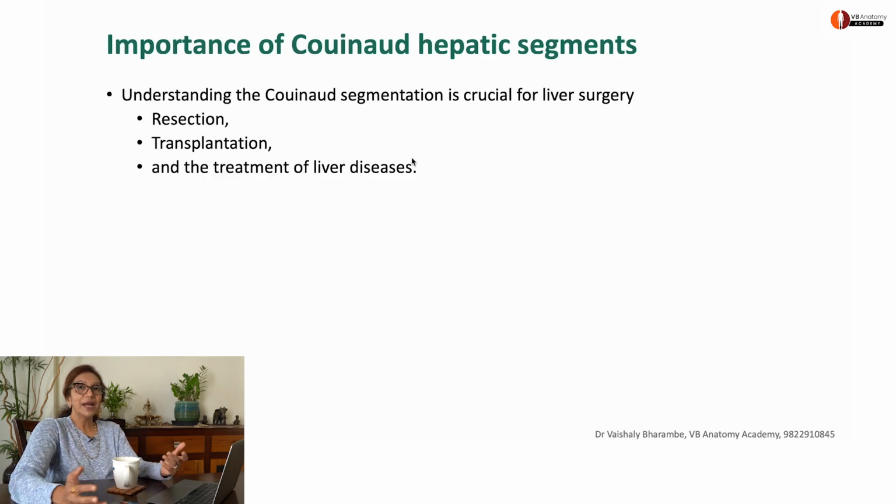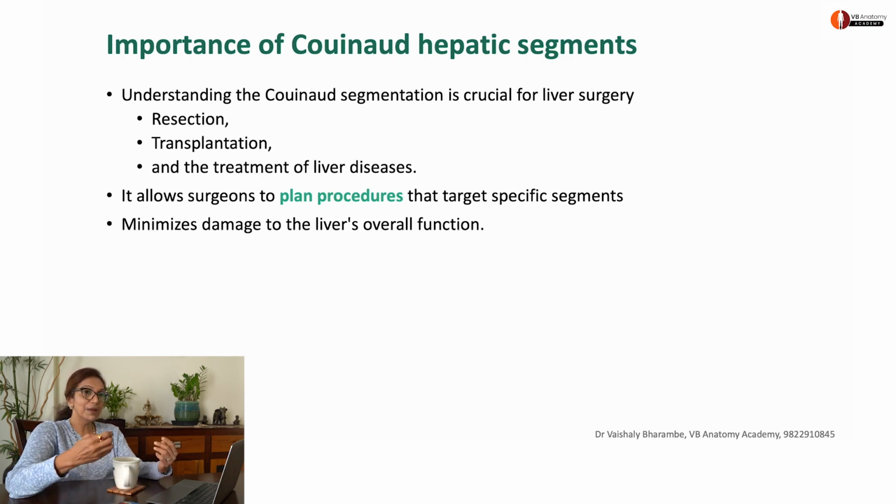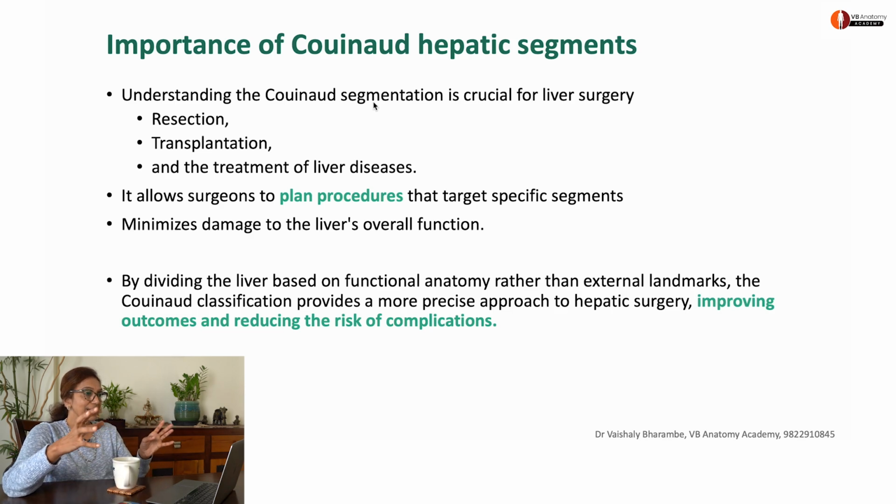Importance of Couinaud's hepatic segments: why discuss them? This segmentation is important for resection of the liver, transplantation of the liver, and treatment of liver diseases. It allows surgeons to plan procedures and target specific segments without damaging others. It minimizes damage to overall liver function. By dividing the liver based on functional anatomy, the Couinaud classification provides a more precise way of doing liver surgery, therefore improving outcomes and reducing risks of complications.